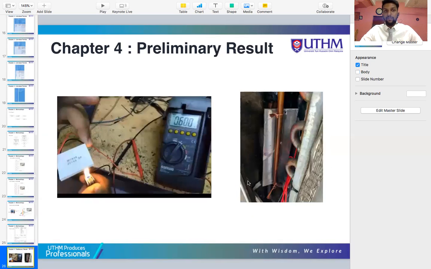plug point. For my chapter 4, preliminary result, that will be my 1 TEG being tested, which gives an output of 0.6 volt. And this is the placement of my TEG, which is what we call the discharge pipe. And here will be my placement of TEG. So this will be the copper plate.